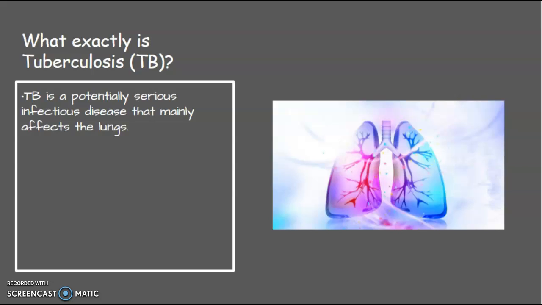What exactly is tuberculosis, TB? TB is a potentially serious infectious disease that mainly affects the lungs. Globally, it's estimated that TB affects around a fourth of the total world population. It is most prevalent within the third world and developing countries where healthcare access is still a major problem. However, this doesn't imply that developed countries and their population are immune to the disease. According to the CDC, the disease affects around 2.4 individuals per 100,000.